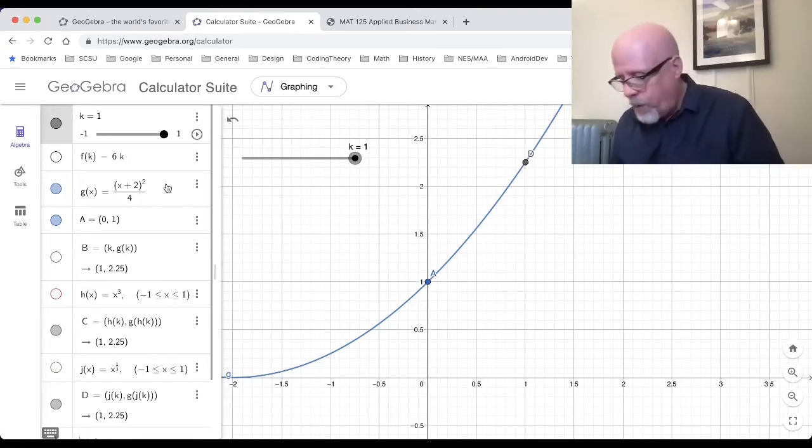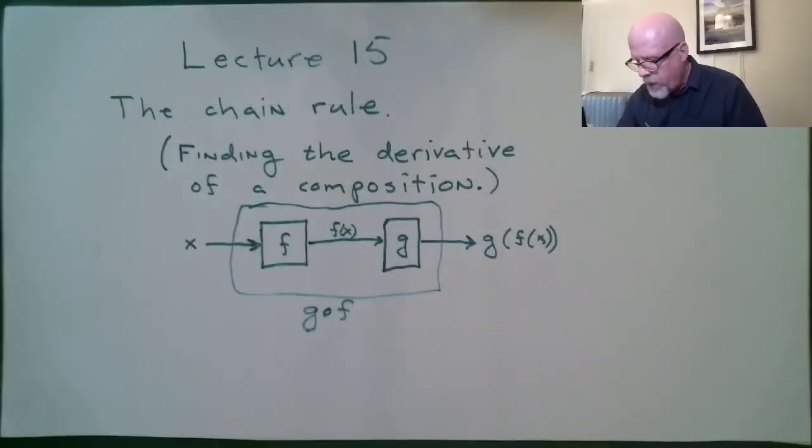All right, so that's all well and good, I suppose. The point of it was to get you convinced that when you have a composition like that, you're not just concerned with the slope of the function itself, but also the slope of the inner function.